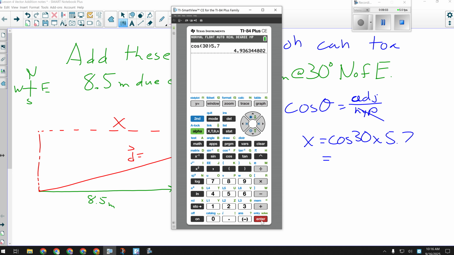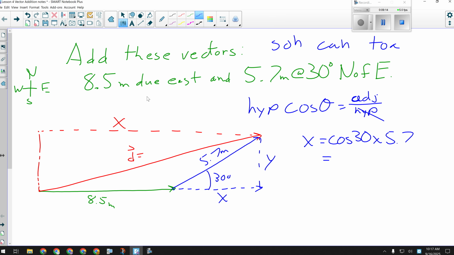Significant digits. I keep all those decimals in my calculator. You don't have to write them all down. I never do. It's a pain in the neck. But I keep them all in my calculator, right? I'm just going to write 4.94 just to save time. So this side here is 4.94 meters east.